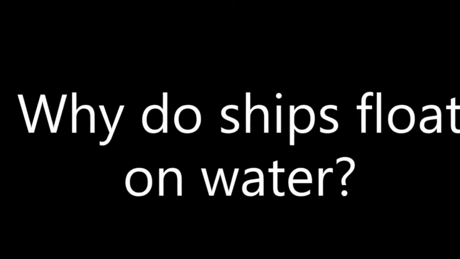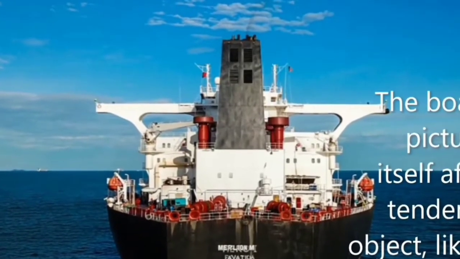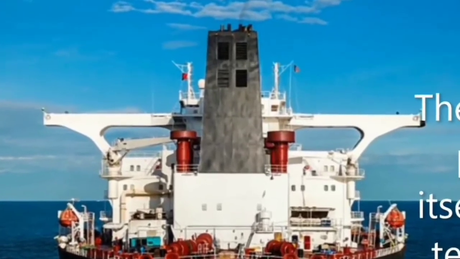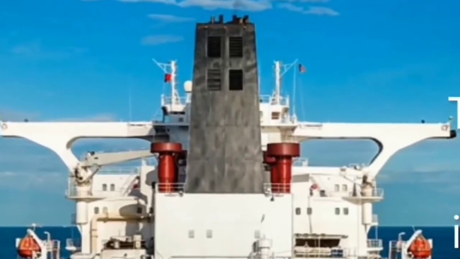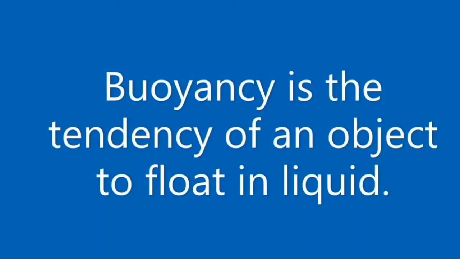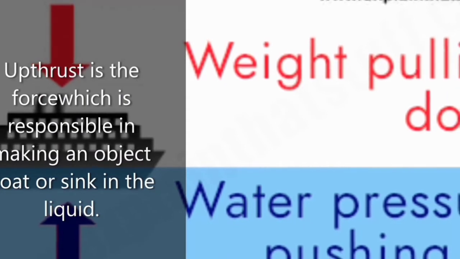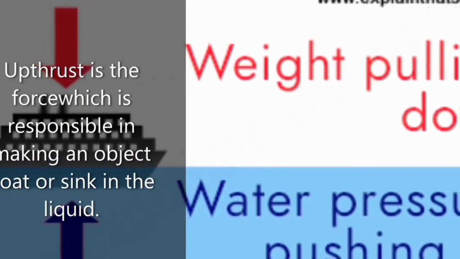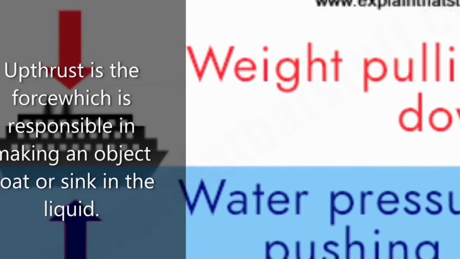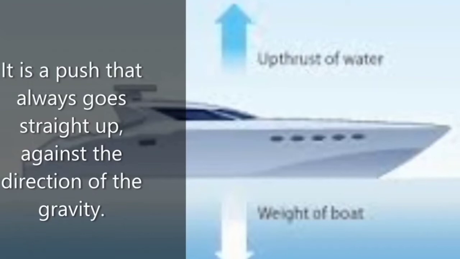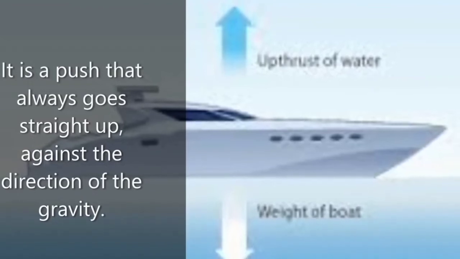Now, why do ships float on water? The boat in the picture keeps itself afloat. The tendency of an object like a boat to float in liquids is called buoyancy. Buoyancy is the tendency of an object to float in liquid. Upthrust is the force which is responsible in making an object float or sink in the liquid. It is a push that always goes straight up against the direction of the gravity.